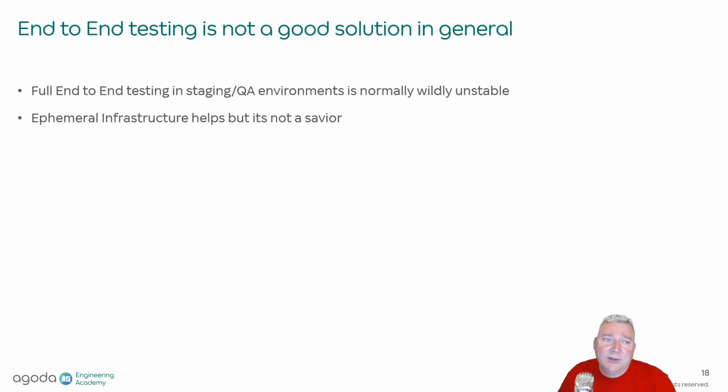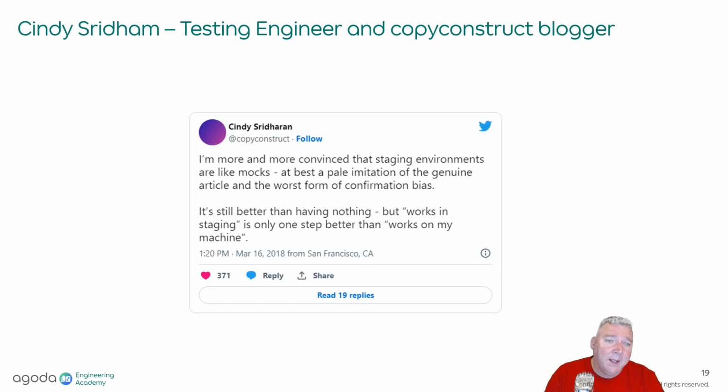End-to-end testing is not a good solution in general. So if you are standing up large amounts of infrastructure to run your tests, then this is a problem. Ephemeral infrastructure that we spoke about before helps, but it's not a savior. I really love this quote from Cindy from Copy Construct: "I'm more and more convinced that staging environments are like mocks. At best, a pale imitation of the genuine article and the worst forms of confirmation bias. It's still better than having nothing, but works on staging is one step better than works on my machine."